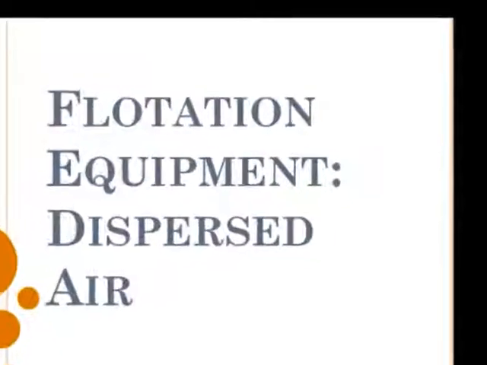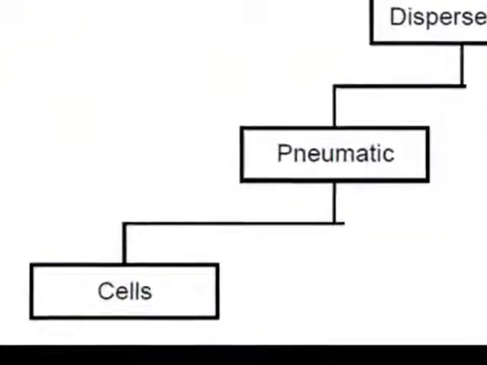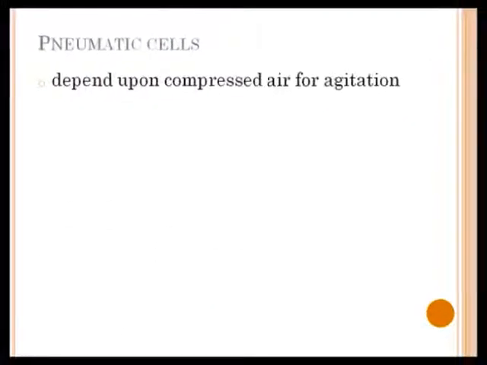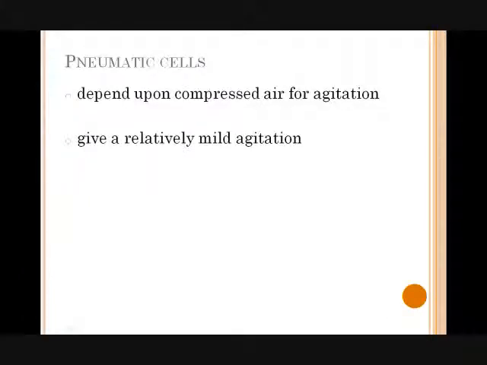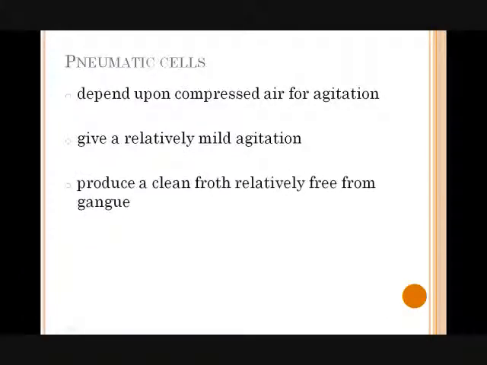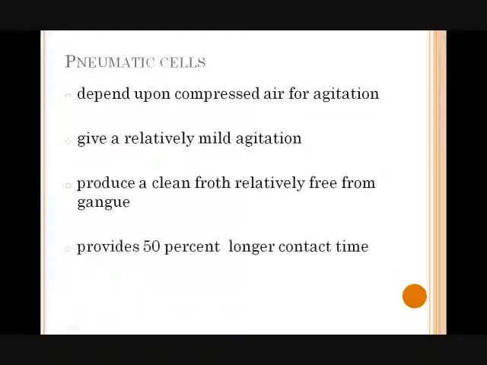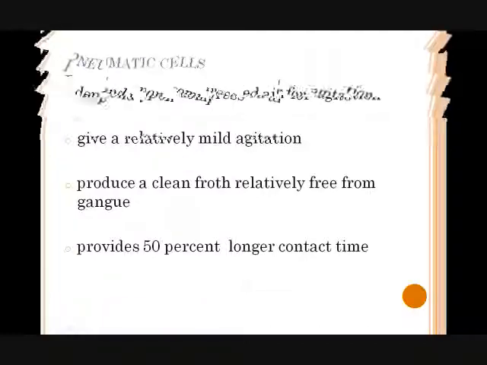Another type of dispersed air flotation unit are the pneumatic cells. Pneumatic cells depend upon compressed air for agitation. It gives a relatively mild agitation, producing a clean froth relatively free from gangue. In general, about 50% longer contact time is provided in pneumatic machines.